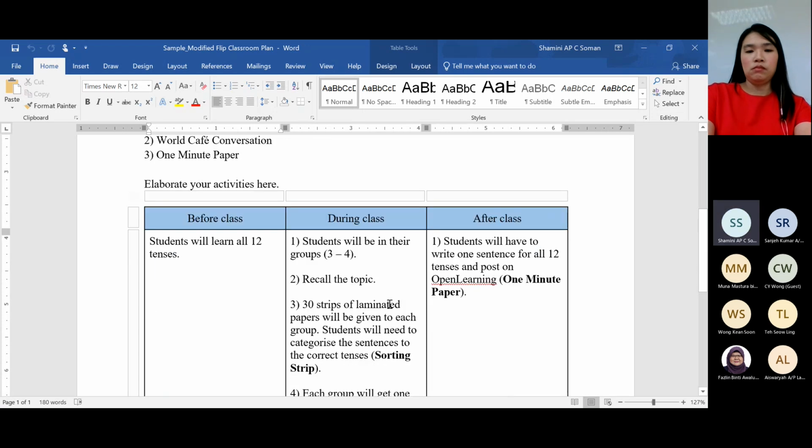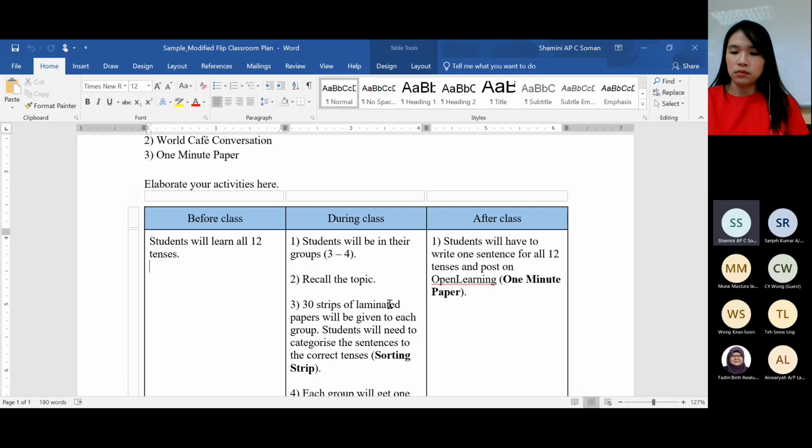And then the first active learning activity that I will do is, of course, sorting strips. I've already prepared this earlier and I've already laminated it. I tell you, lamination is really good, especially when it comes to physical sessions, since everyone is back to physical activities. So I prepared about 30 strips of laminated paper. I will give them to the students. The students will need to categorize those sentences into the correct tenses. These strips will be separated, different sentences. I have 30 of them that I'll give to the students.